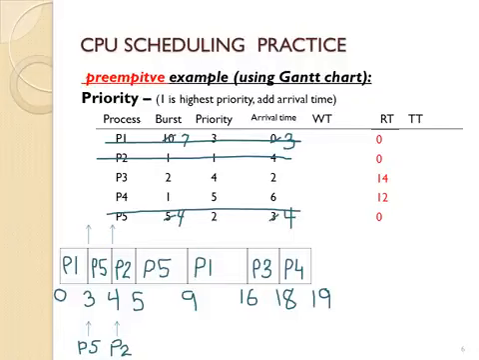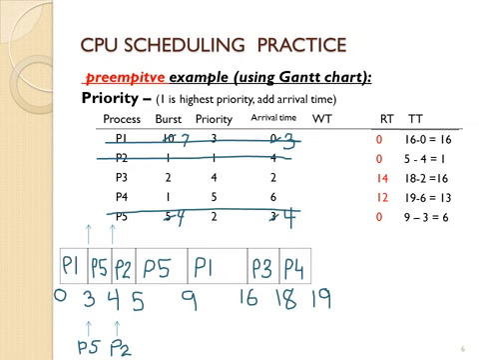P2 first got on the CPU at time 4 and arrived at time 4, so P2 didn't wait at all. P3 had to wait 14 time units before its first CPU burst. P4 had to wait 12 time units before its first CPU burst, and P5 had to wait 0 time units. It arrived at time 3 and got on the CPU right away. Then to calculate the turnaround time, you take the last entry in your Gantt chart and subtract the arrival time.